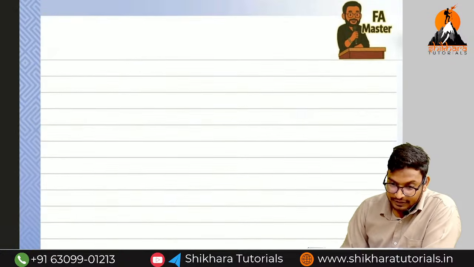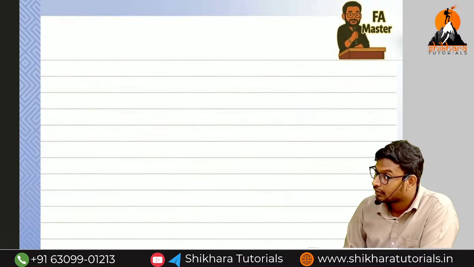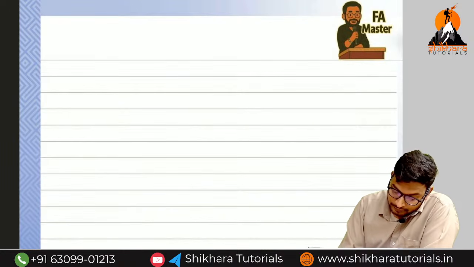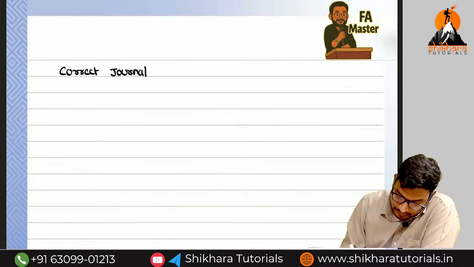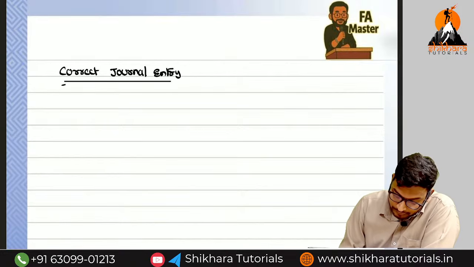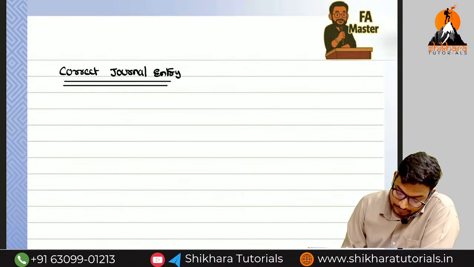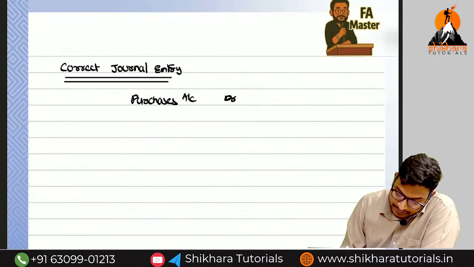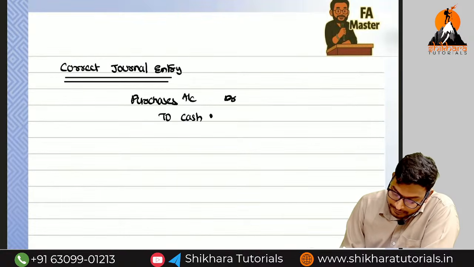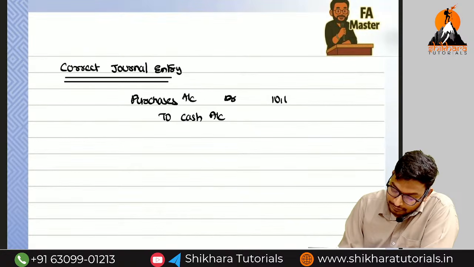Can you say the correct journal entry? The correct journal entry we know. What? Purchases account debited to cash account. How much? 10,000. So with this you can prepare the ledgers, right?